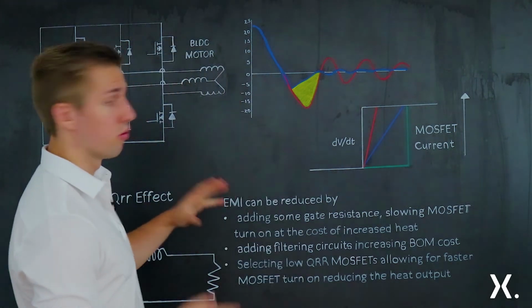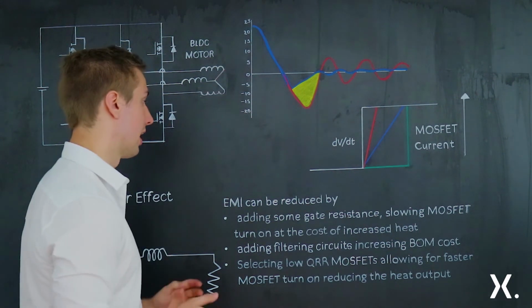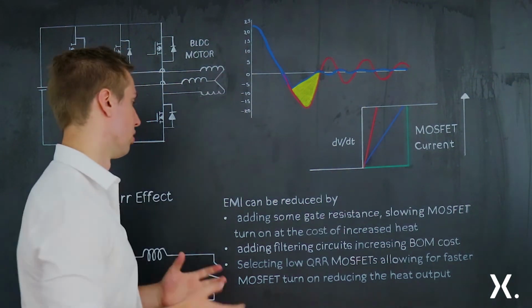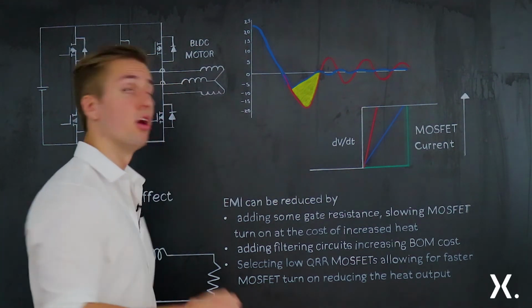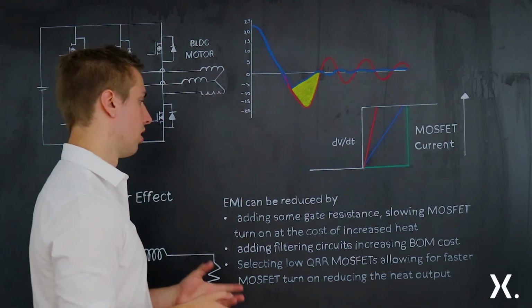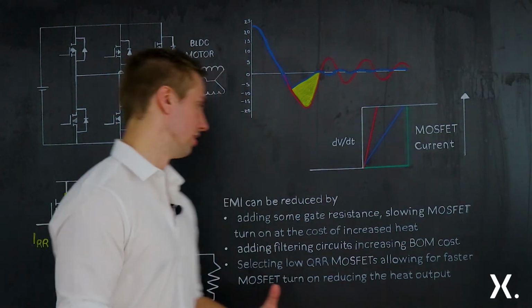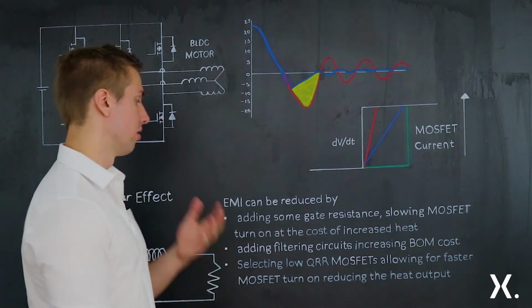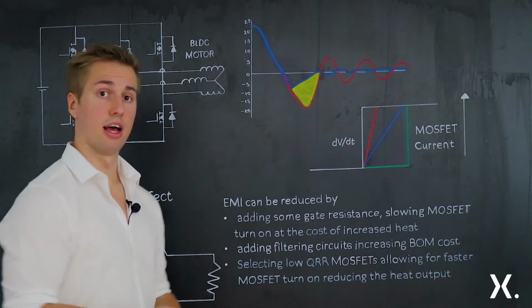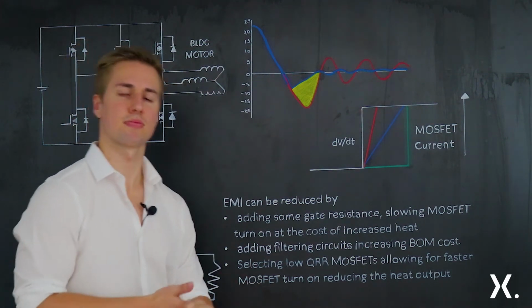So, just going over what we've discussed here, EMI can be reduced by several factors. You can add a gate resistor, which slows the MOSFET turn on at the cost of increasing the heat output. You can add filtering circuits, which increase the BOM cost and the board space needed for the design. Or you can just select a low QRR MOSFET, allowing for a faster MOSFET turn on and reducing the heat output without many downsides.